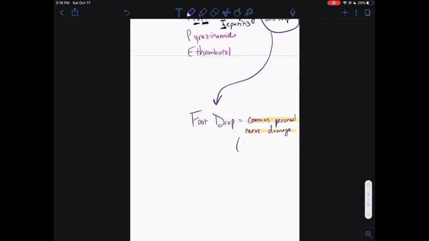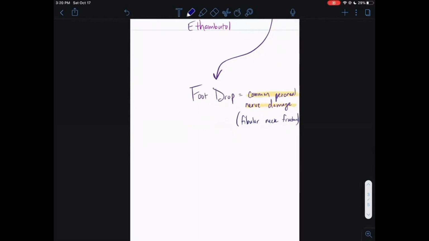So usually that's from a fibular neck fracture. So if you're feeling your fibula, that's on your lower extremity on the lateral aspect of your leg. If you feel on the lateral side, the part that's sticking out, that's your fibular head. And right below that is your fibular neck. Your common peroneal nerve loops right around that before it splits into the superficial and deep peroneal. So that's super high yield to know that if somebody hits you on the lateral aspect of your lower leg and fractures that fibular neck, boom, common peroneal nerve damage, you're going to end up with foot drop. Really, really high yield to know.